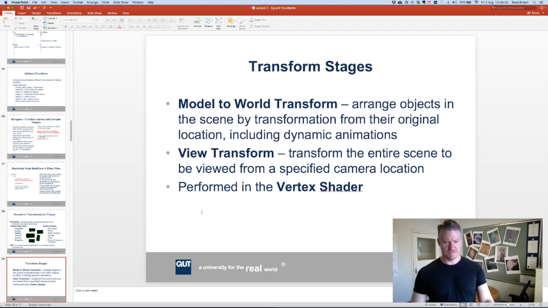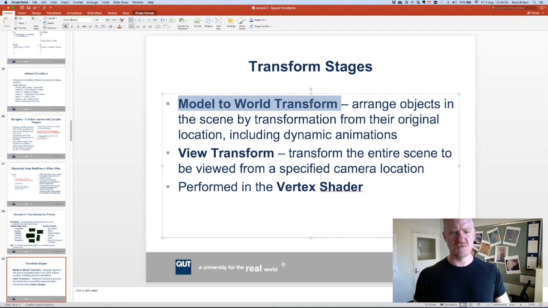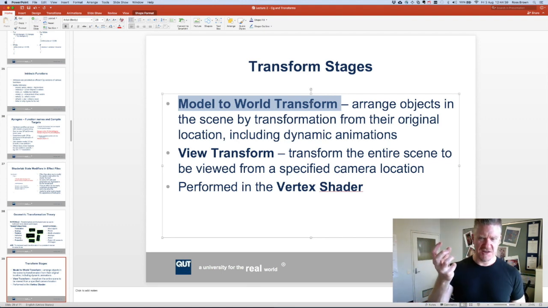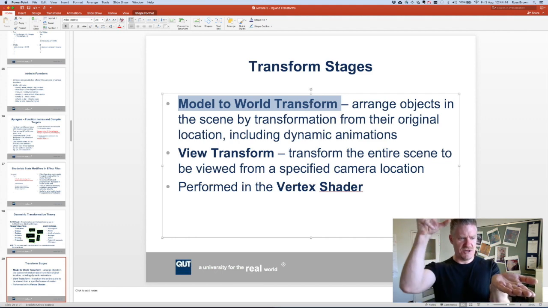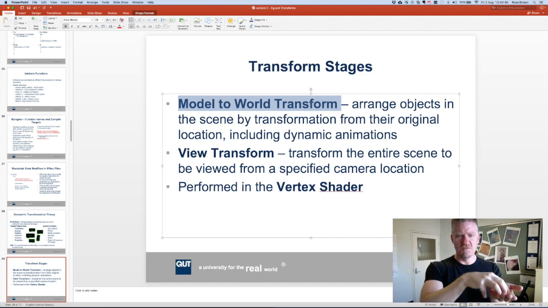So there's a couple of transform stages that you need to be aware of, and you'll see that appearing in the matrices you generate. There's a model to world transform that arranges objects in the scene. So you have defined your object in your CAD package at some sort of origin, and you go, right, that object, might be a car, appears at this location here in the scene. It's your model to world transform. And that often includes dynamic things such as the wheels in the car rolling around.